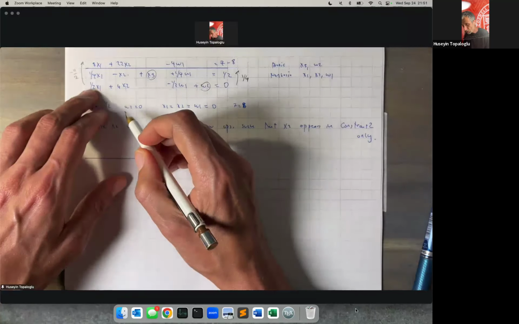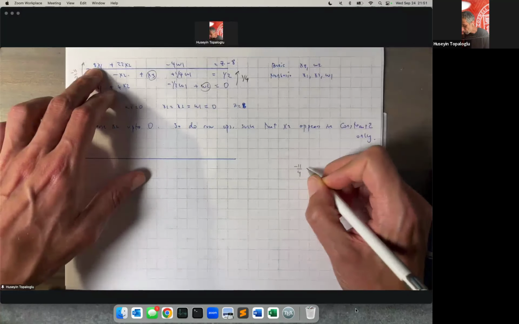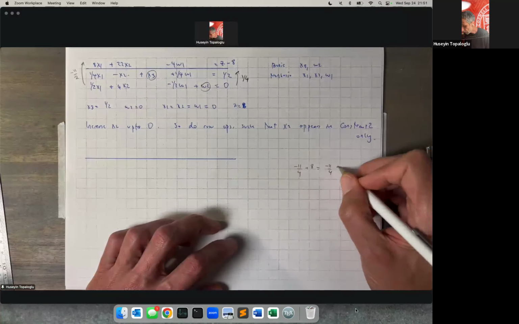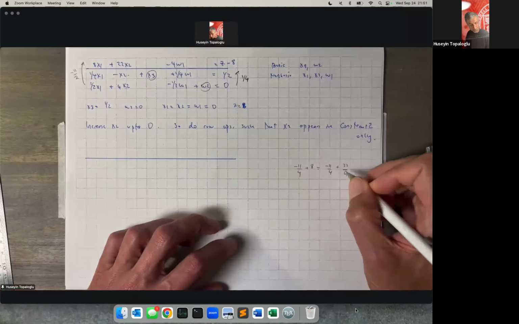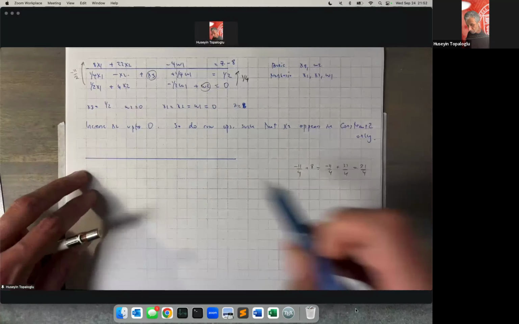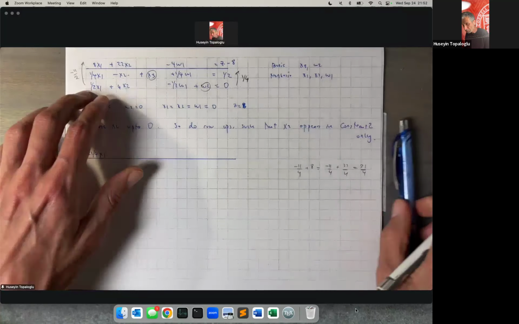Minus 11 over 2 times 1 over 2. That is going to give us minus 11 over 4 plus another 8 on top of that. Minus 11 over 4 plus 32 over 4, that's going to give me 21 over 4. Next one. Let's keep going.